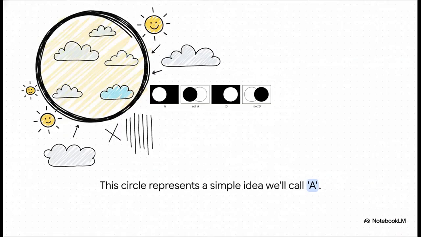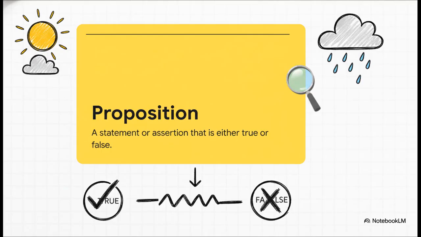Okay, so let's start with the absolute basics. This circle. Just think of it as representing one simple idea. Logicians would call it a proposition, but we'll just call it A. And to make this all super easy to follow, let's decide that A stands for the statement, "It's sunny." And that's really all a proposition is. It's just a statement that can only be one of two things, true or false. It's sunny. It's perfect for this. It either is sunny or it isn't.